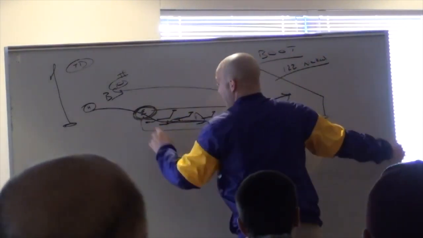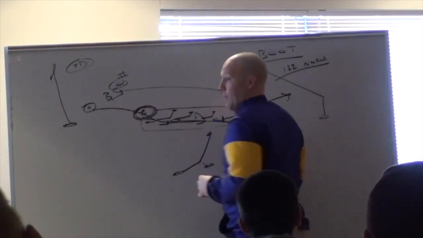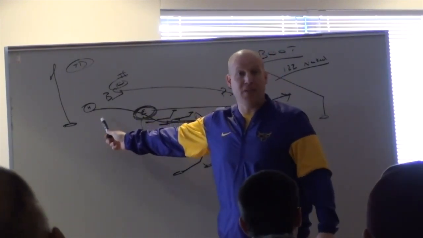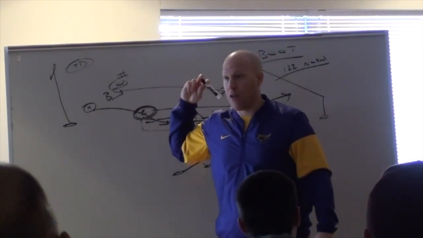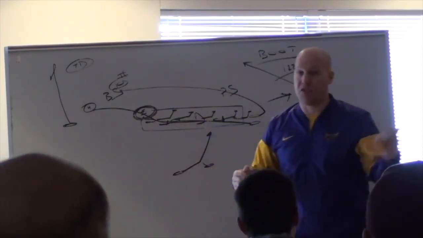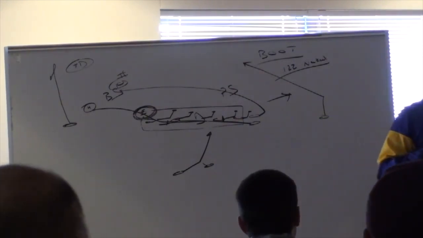If they bring two off the edge or whatever it might be, get big. Because if there's a guy in your face, who's covering the H? Nobody. And if they have somebody doing that, it's a horrible call by me. Trust me, I'm not going to yell at you if you throw an interception because there's a dude in your face. You get big and dump it to your fullback. That's on me, that's not on you. That's a bad call.